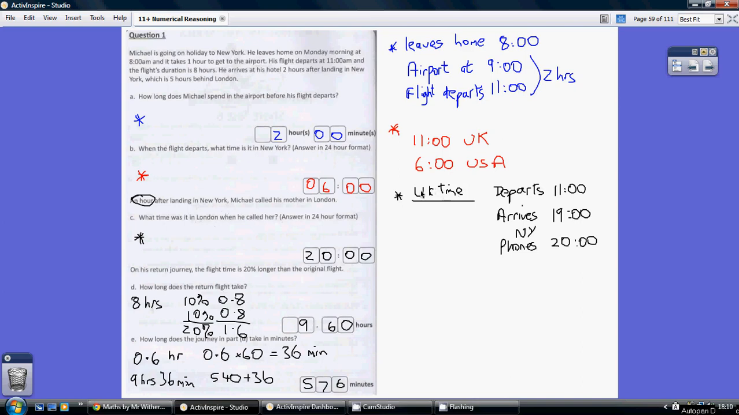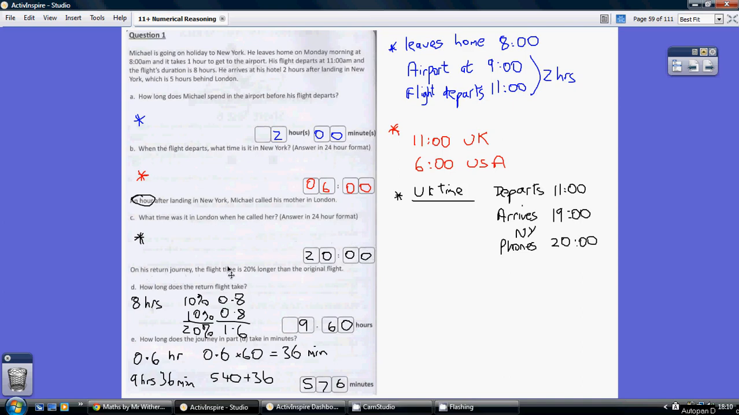So working on UK time, we know he departs at 11. We know it is an 8-hour flight, so he arrives at 19 o'clock, 24-hour time. And then we know that he is an hour after landing in New York. He calls his mother. So an hour later is 20 hours in UK time, so time in London, so 20:00.